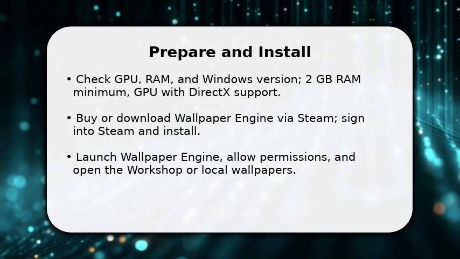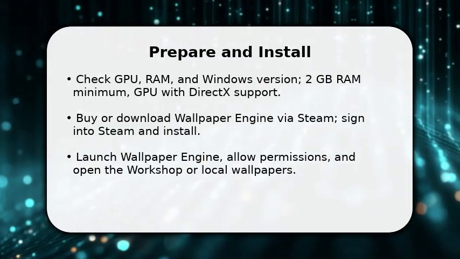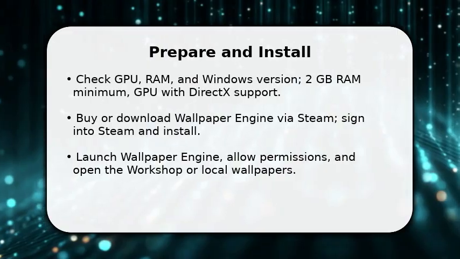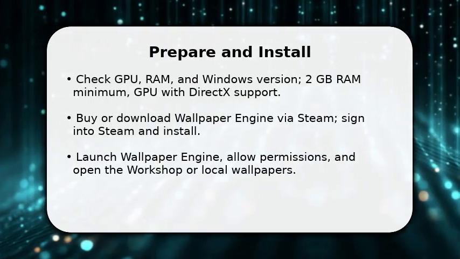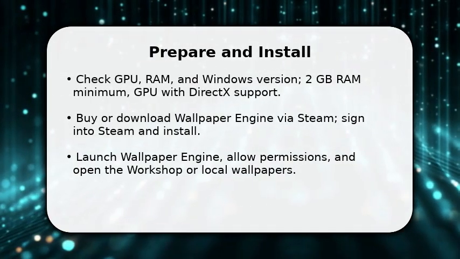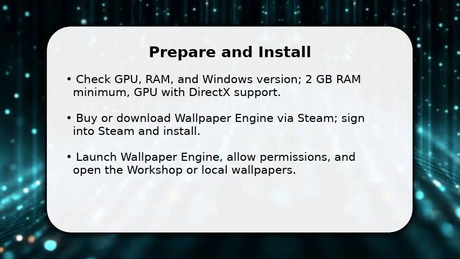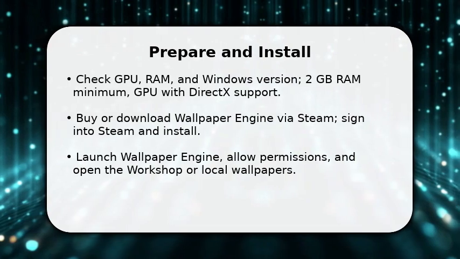Next, launch Wallpaper Engine and immediately browse the workshop or your local files to pick an initial wallpaper. This gets you into the workspace quickly while keeping options open for animated, video, or interactive wallpapers.